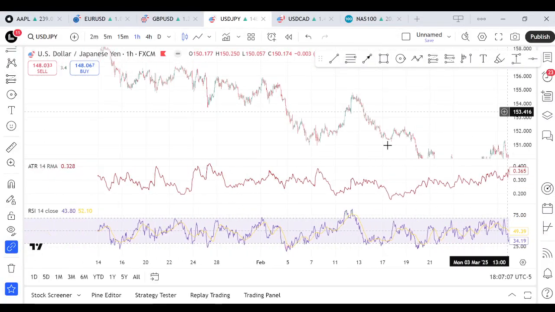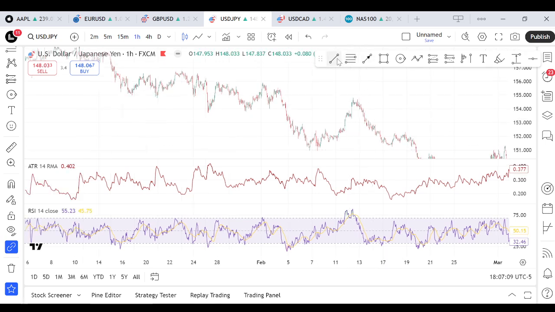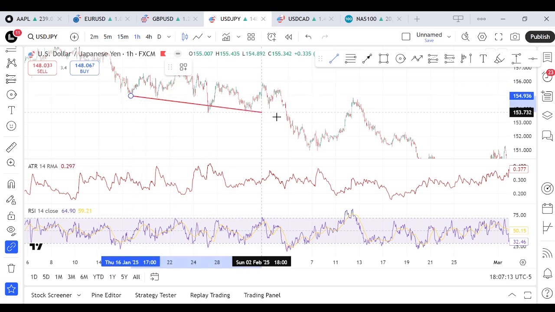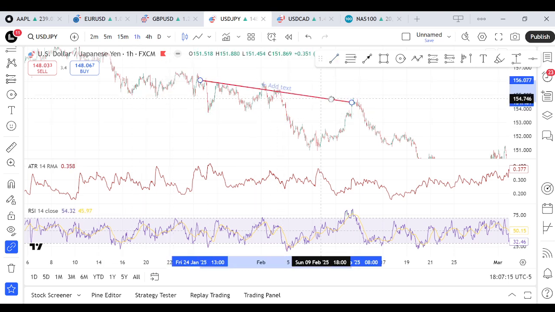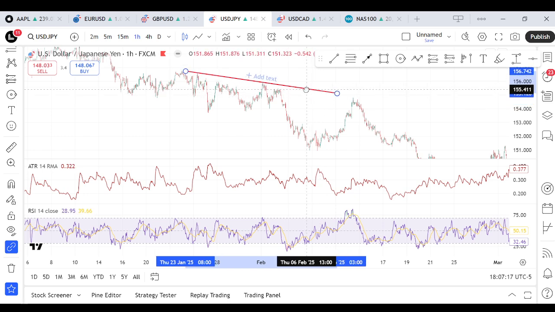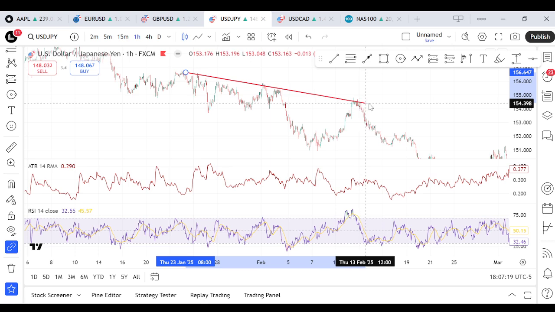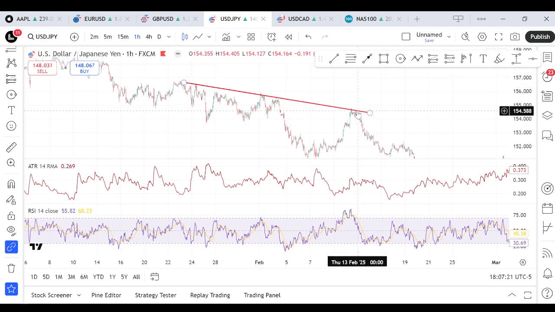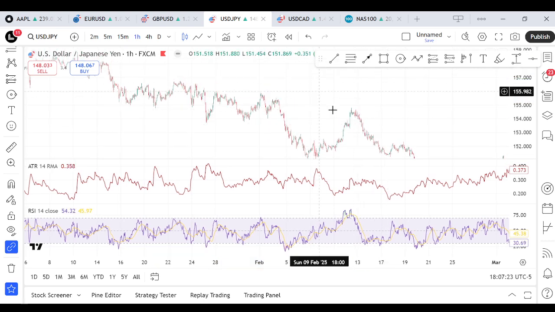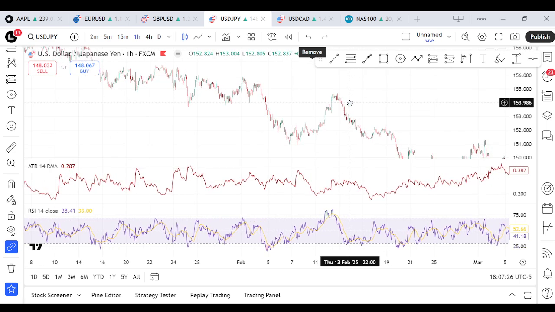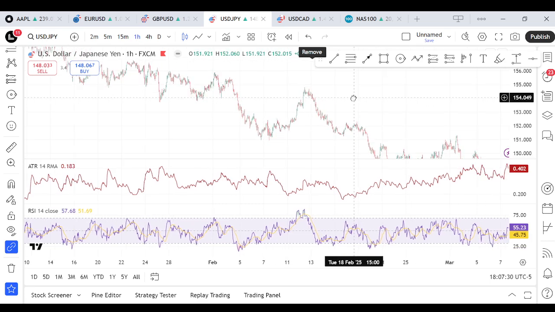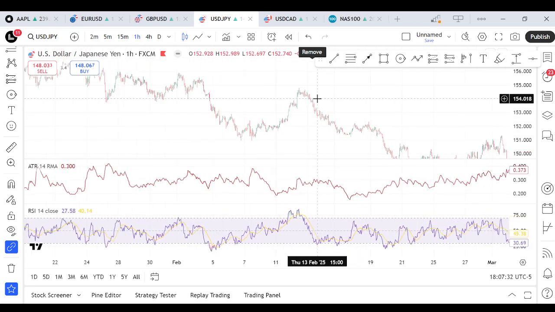On the charts, we are clearly in a bearish trend, as you can see. This is a bearish trend. Very clear. As clear as day, we are in a bearish trend, so we're looking to take sell trades to continue the bearish trend. We can also take reversals or pullbacks, but we want to take just sell trades.